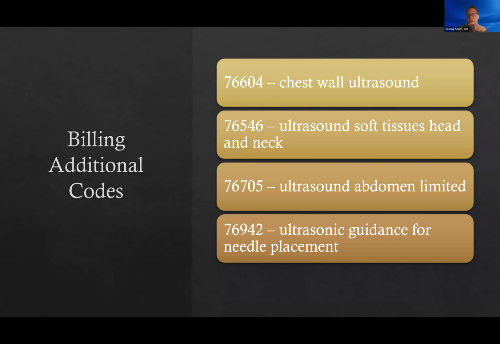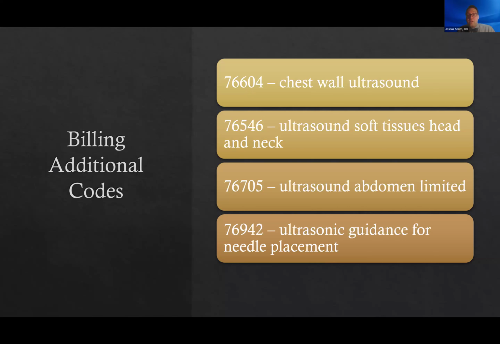So some additional codes you might use is 76604, which is a chest wall ultrasound. You're like, why do a chest wall ultrasound? Well, what if you're looking at the serratus anterior, latissimus dorsi, the rhomboids, the scapula? If you're doing kind of muscular ultrasound in that region about the chest, you would use that code. And you just have one chest wall, so you would just bill one even if you did both sides.